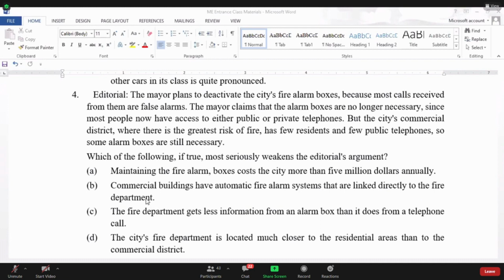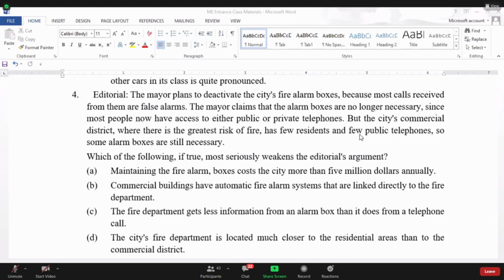Isn't it? Now why not C? So here what is given? The fire department gets less information from an alarm box than it does from a telephone call. Less information from an alarm box, so alarm boxes are not necessary.